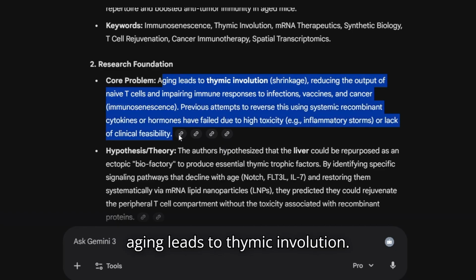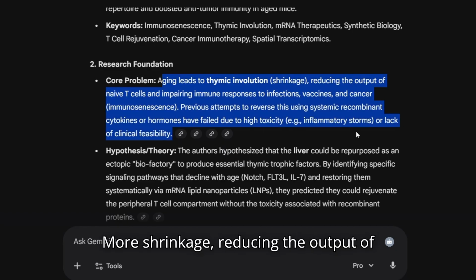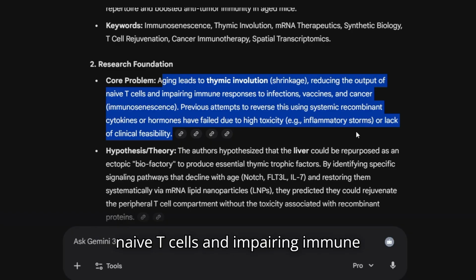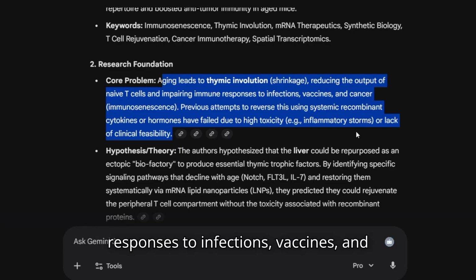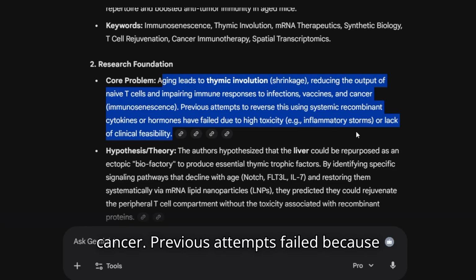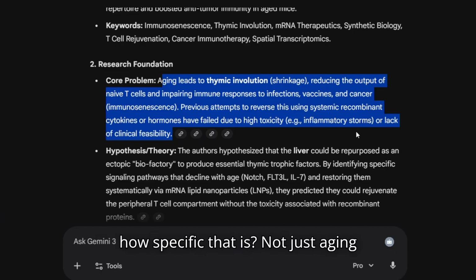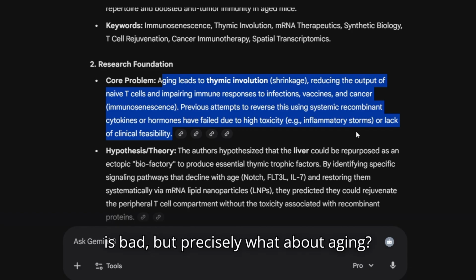Aging leads to thymic involution, or shrinkage, reducing the output of naive T cells and impairing immune responses to infections, vaccines, and cancer. Previous attempts failed because of toxicity and lack of feasibility. See how specific that is? Not just aging is bad, but precisely what about aging they are addressing.